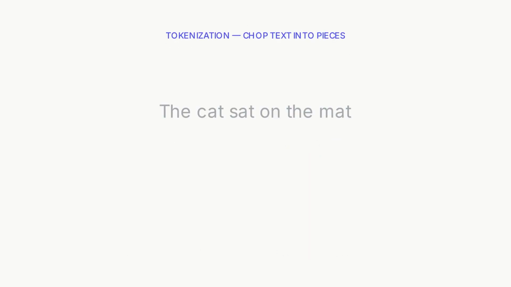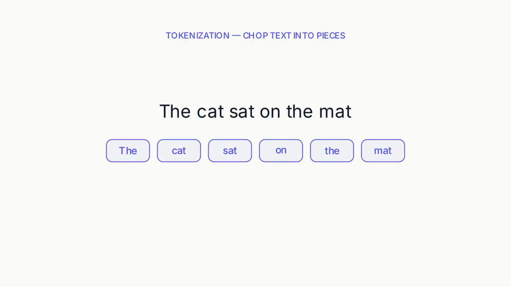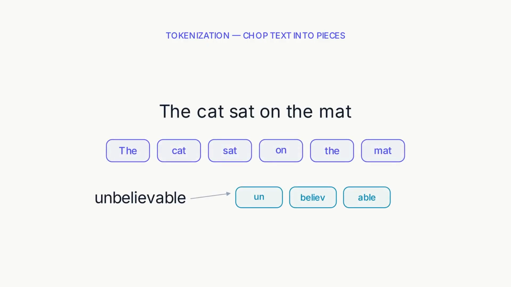The first step is called tokenization, and it means chopping the text into pieces. Sometimes a token is a whole word like the or cat, but longer or rarer words get broken into chunks. Unbelievable might split into un, believe, and able. Even spaces and punctuation become tokens. The model doesn't see a flowing sentence. It sees a sequence of these little pieces.